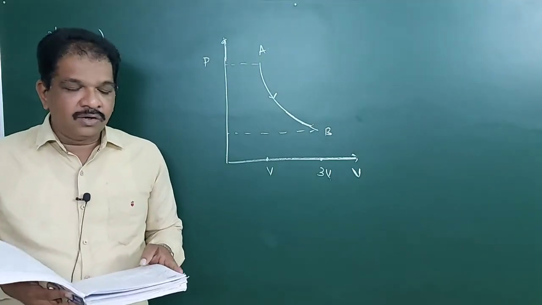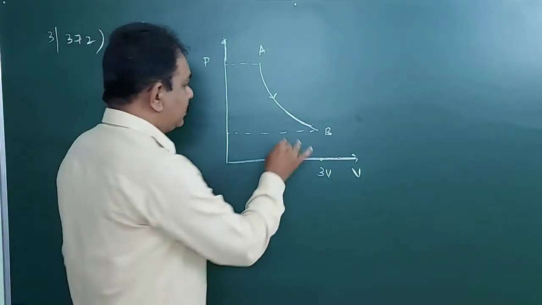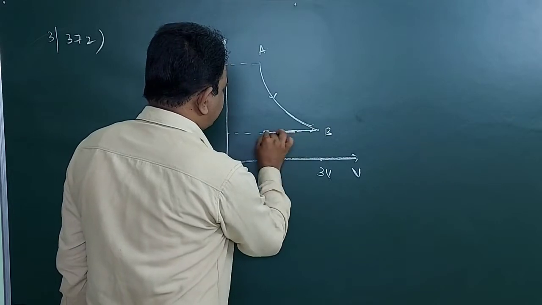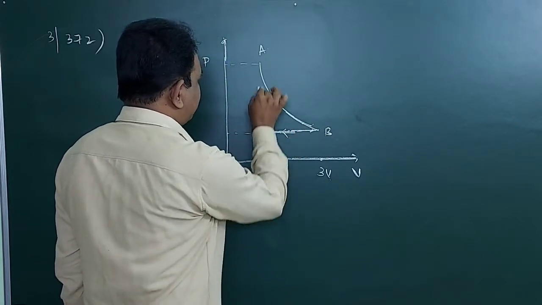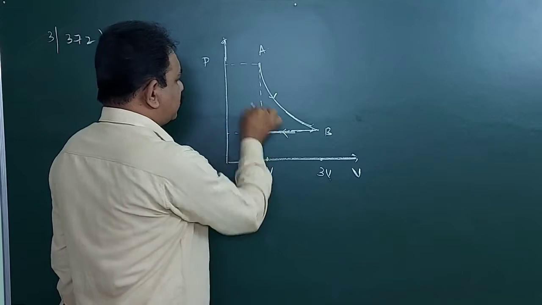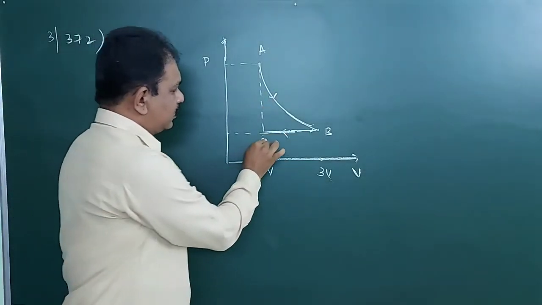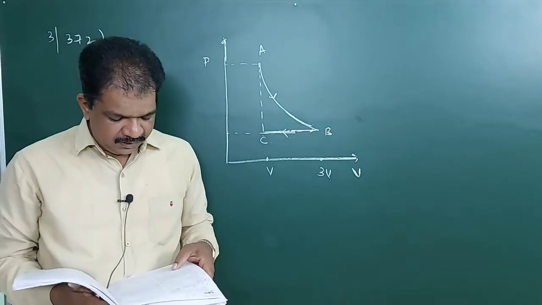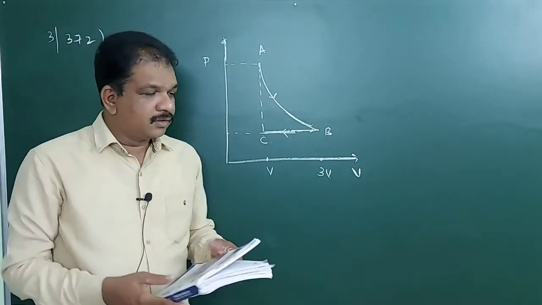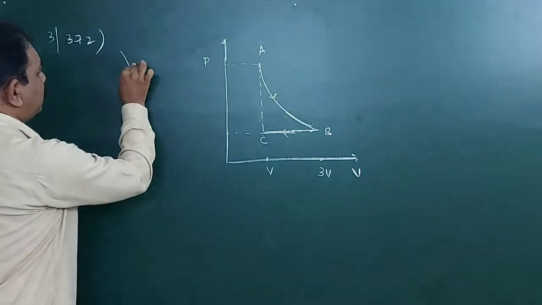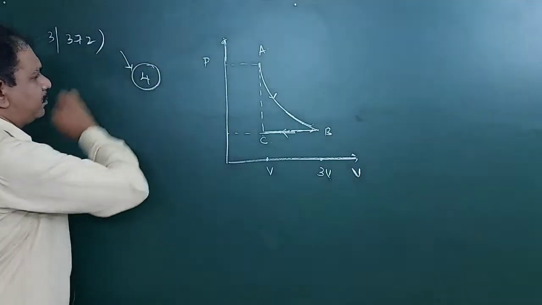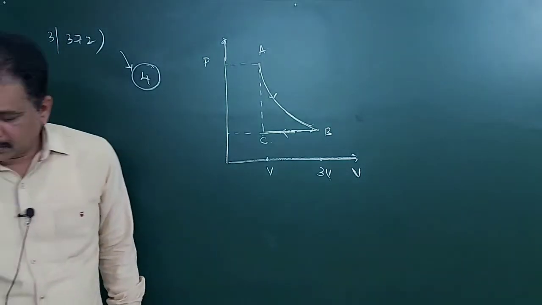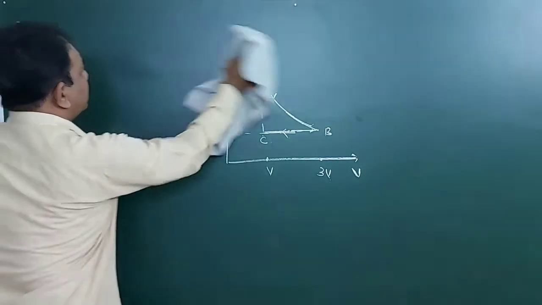Later again the volume is reduced from 3V to V under constant pressure. So it will be like this. For that process, if you draw the PV graph, it will be in that manner. So for the third question, it will be the fourth option. Okay. Next, question number 4, you see.